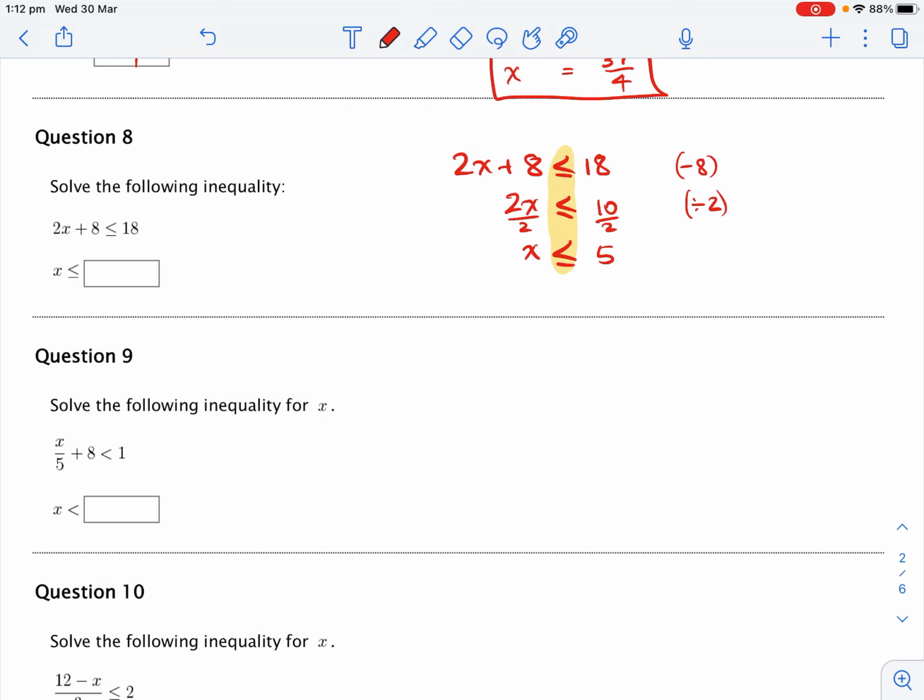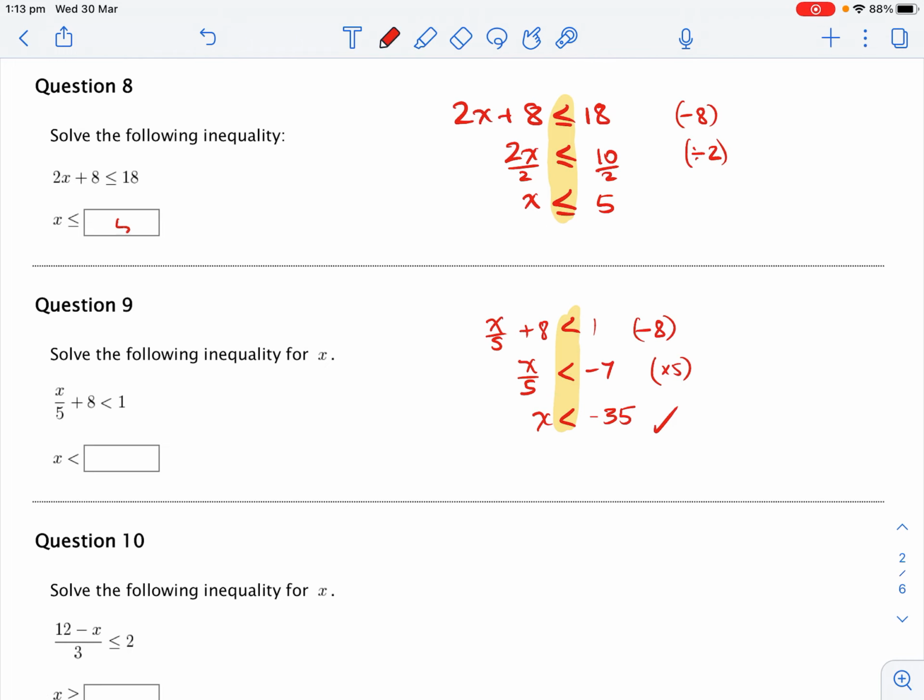Let's look at our second problem here. Starting with x over 5 plus 8 is less than 1. I'm going to subtract 8 from both sides, which gives me negative 7 is greater than x divided by 5. And then I'm going to multiply by 5. X is less than negative 35. And that's my final answer. Again, I didn't multiply or divide by a negative, so the sign does not change. 5 and negative 35.